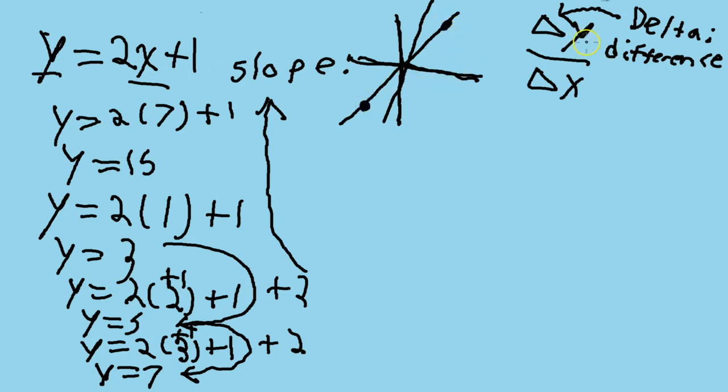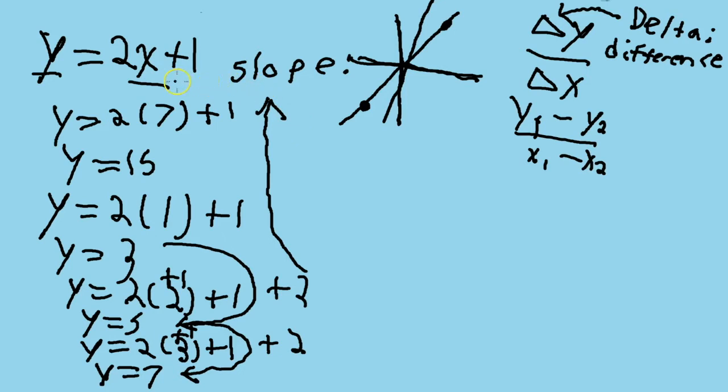So when it says the difference of y's, it means the difference of the y coordinate of this point minus the y coordinate of this point, over the difference between the x coordinates of these 2 points. So it can also be written as y1 minus y2 over x1 minus x2.